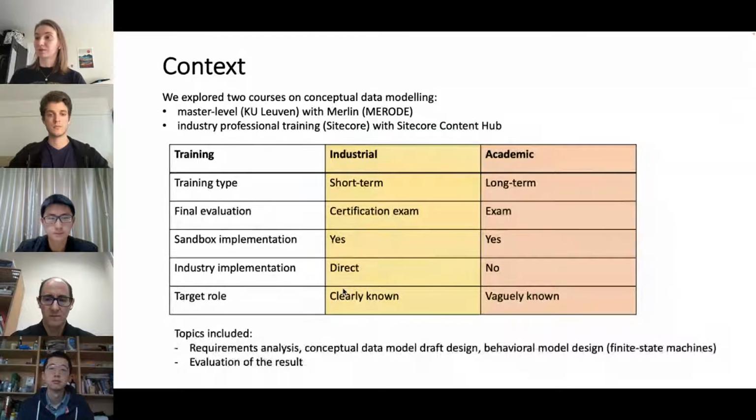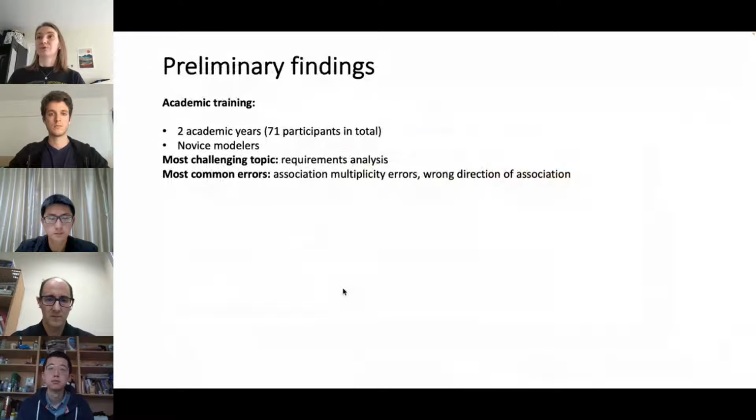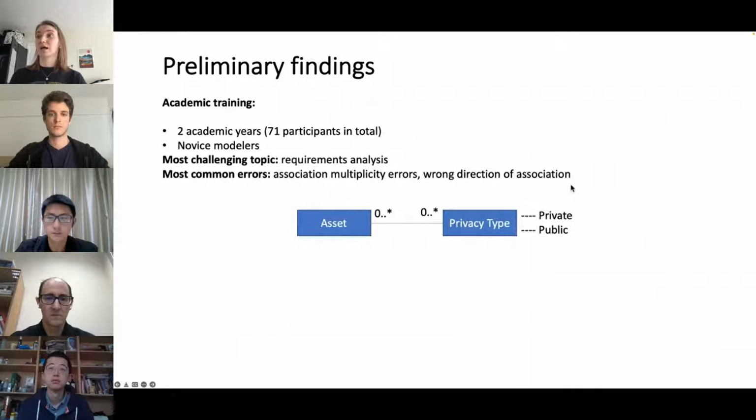We did a requirements analysis, conceptual data model, draft design, behavioral model design. The preliminary findings show that in the academic training, the most challenging topic is requirements analysis. The most common errors are association multiplicity errors and wrong direction of association. So this is the type of errors that we get. Those of you who know the UML will understand right away what we mean.